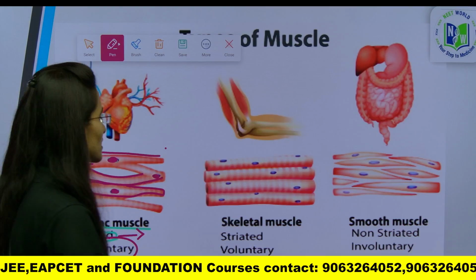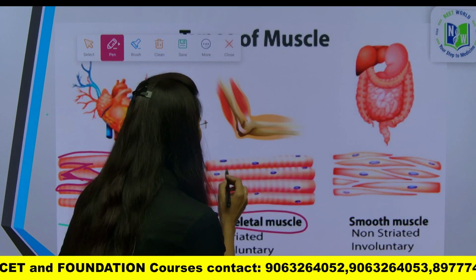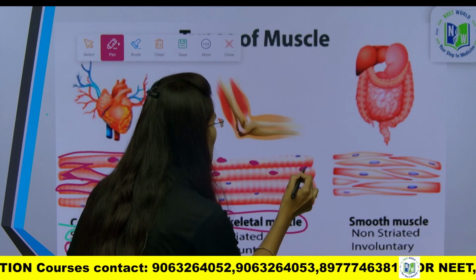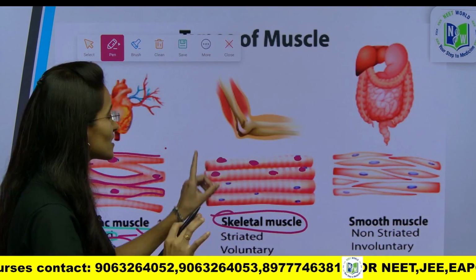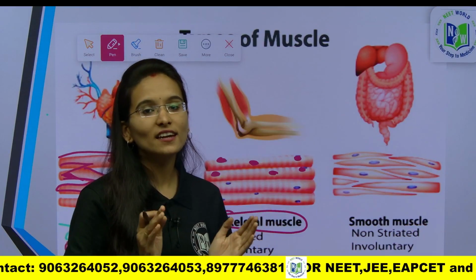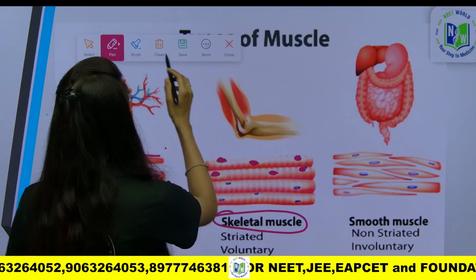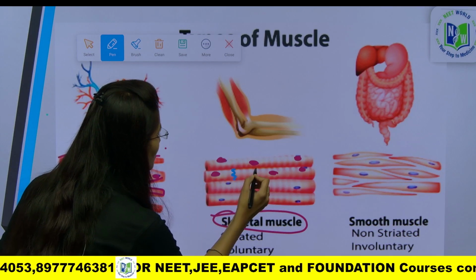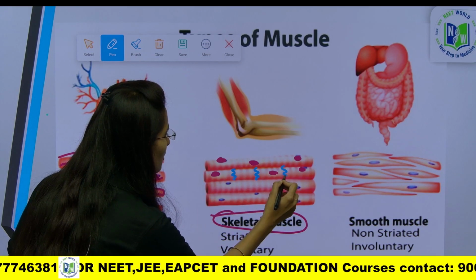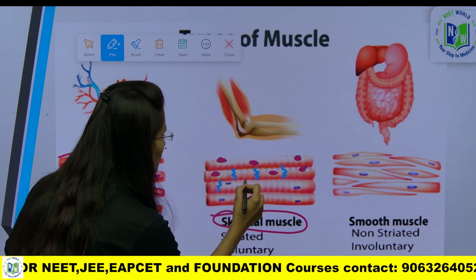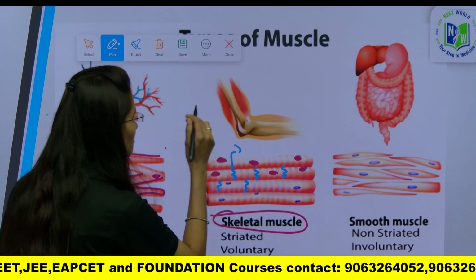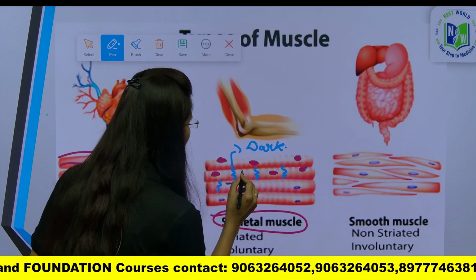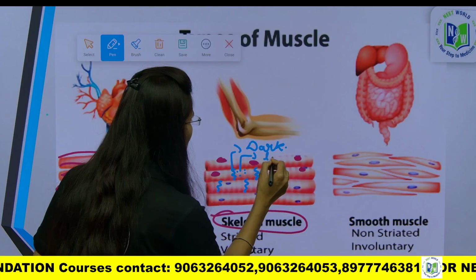And next, coming towards the skeletal muscle. The skeletal muscle is multinucleate. It is multinucleate in nature, and it is also going to show the alternate light and dark bands. Yes, let me choose a color. It is going to show the alternate light and dark bands. The blue colored structure whatever I am drawing is the dark band, and in between them we can find the light band.